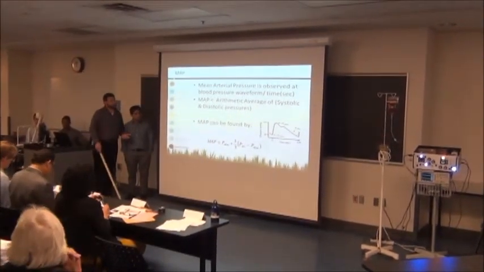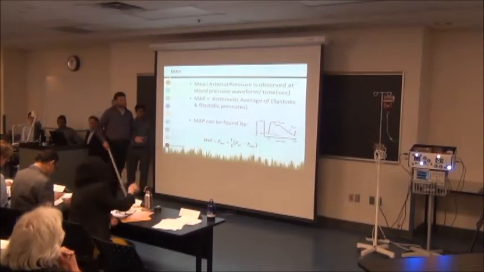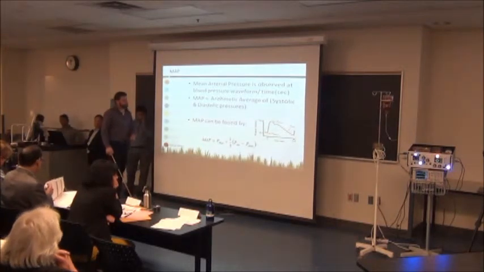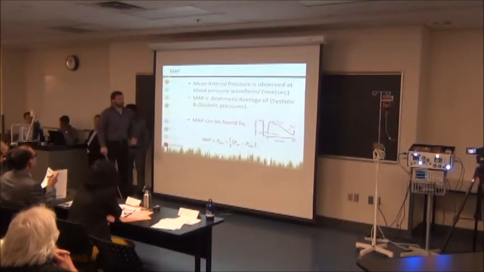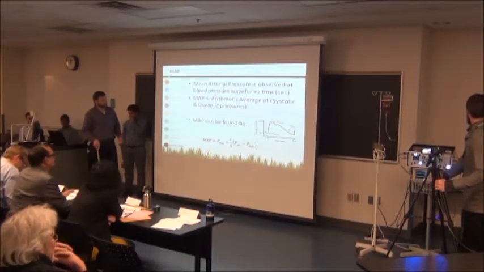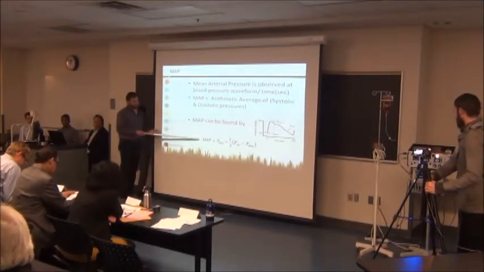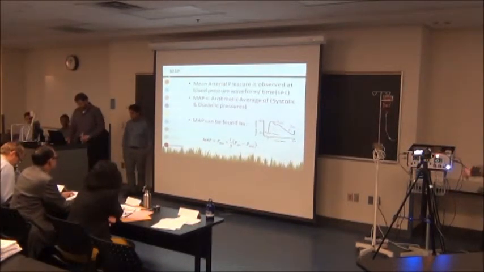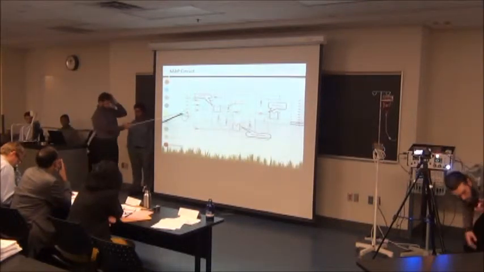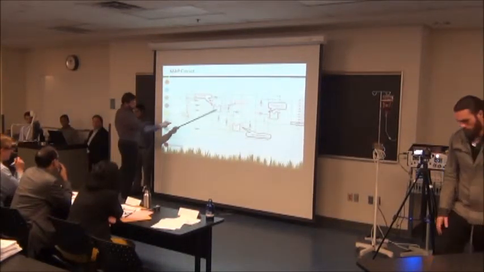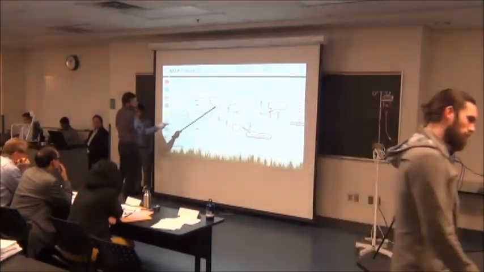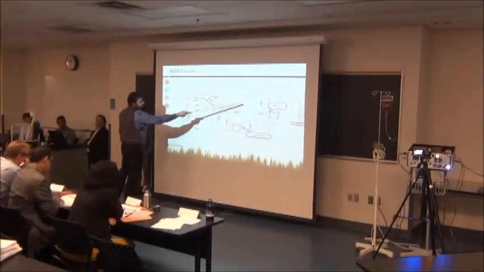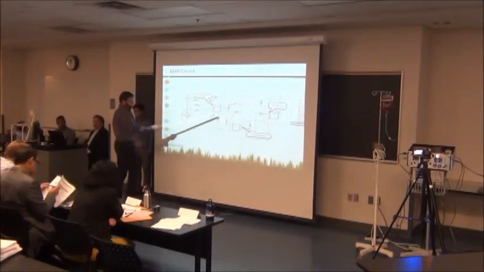So MAP measurement, it's mean arterial pressure. It's observed on, for example, a blood pressure waveform, and that's the arithmetic average of systolic and diastolic pressure values. And you can find the MAP using this equation. So this is the input, systolic and diastolic going into the subtractor. And the same here, we're going to have subtraction and plugging into an amplifier, which we're going to have the third leg of the gain.